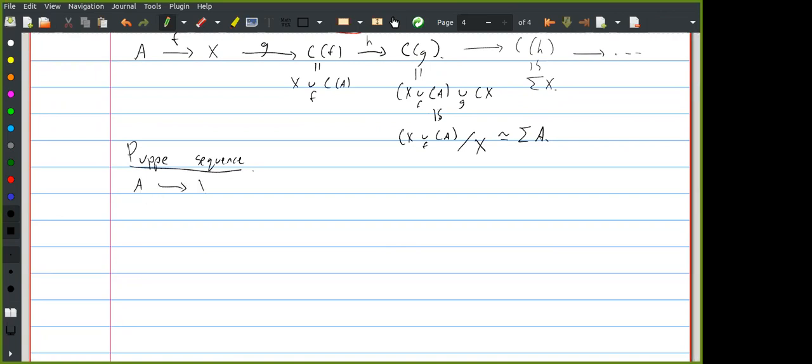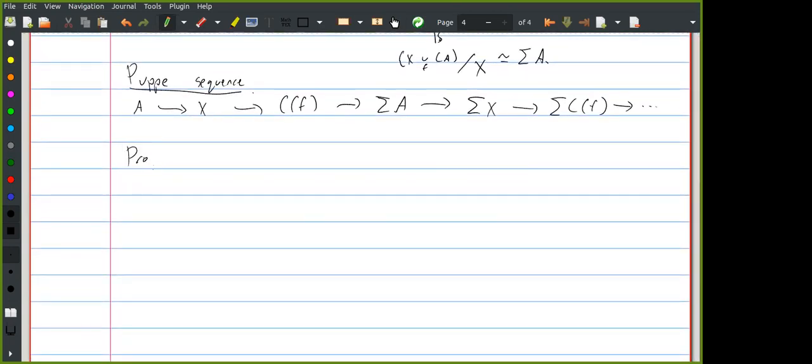Okay, let me write it one more time in a slightly more compact way. And so on. So here's something we can prove about these sequences. Let Z be any pointed space. There's a long exact sequence which comes from mapping this Puppe sequence into Z.